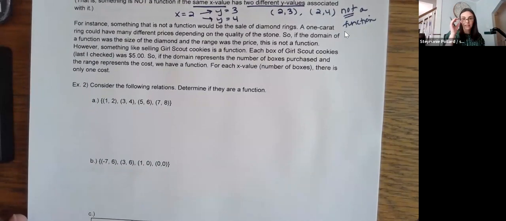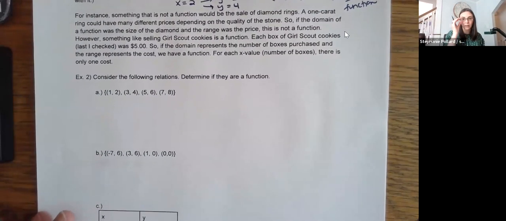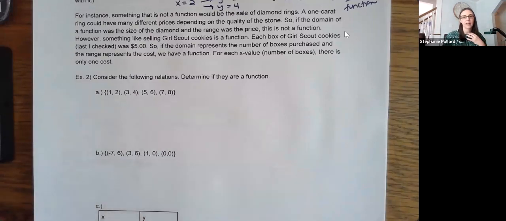So let's look at a couple of examples here and see if we can determine if we do or do not have functions now. So these are all relations. Anytime you have some coordination of points, graphs, equations, you have a relationship. So now we're just determining, is it also a function? Is it a special kind of relation that's a function?